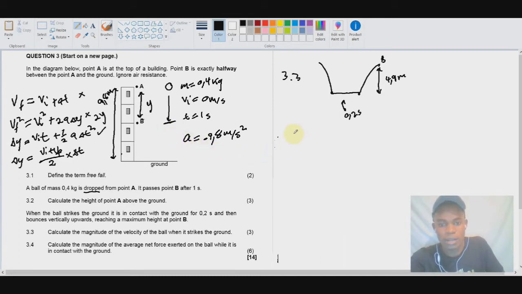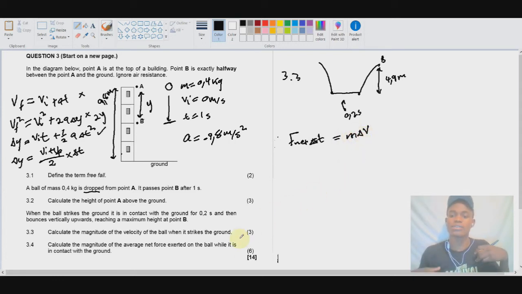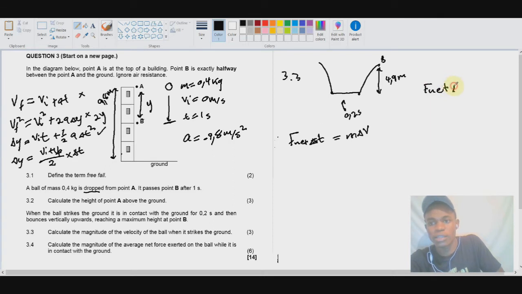So impulse, we say F net delta T is equal to m delta v. So impulse is equal to change in momentum. How do you get this? We get it from F net delta T, where F net is equal to m a. We know a is equal to delta v over delta t. So you multiply by the t to get your impulse formula.